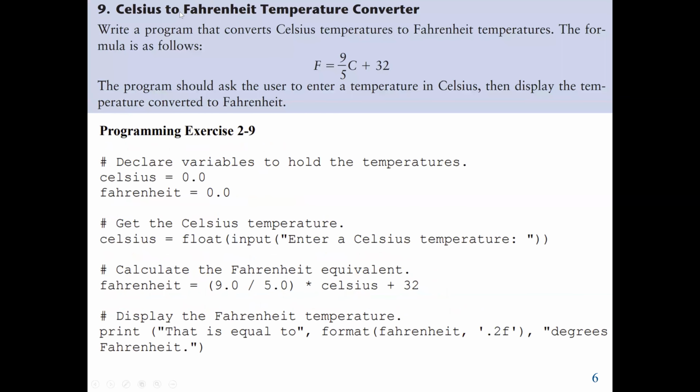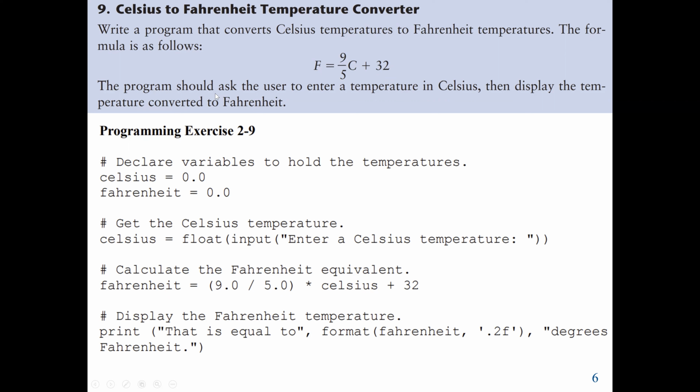So let's see our last program here. It said we should write a program that will convert the Celsius temperature to Fahrenheit temperature. The formula is given to us for how we can convert. So F equals 9/5 C plus 32. So if I know C, I can calculate F, which is the temperature in Fahrenheit.